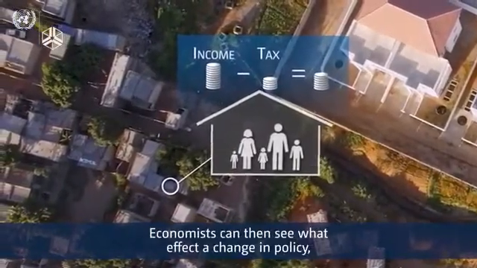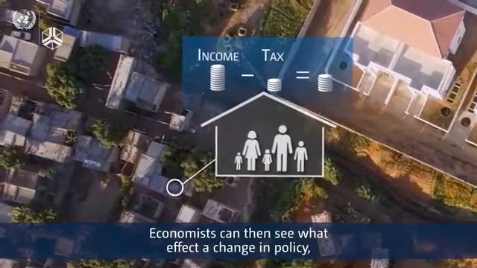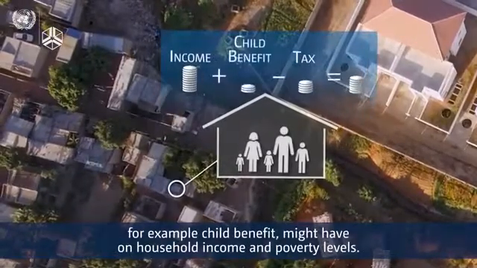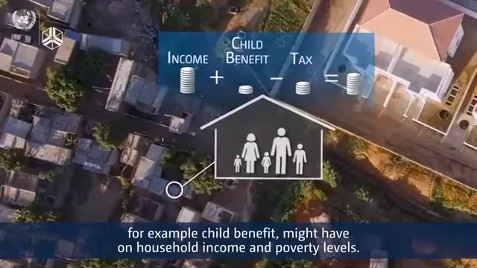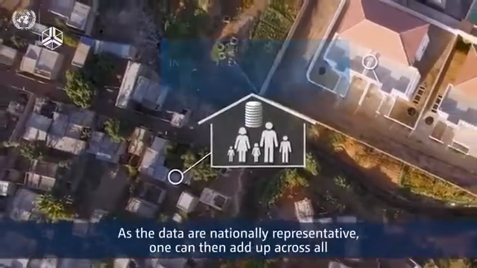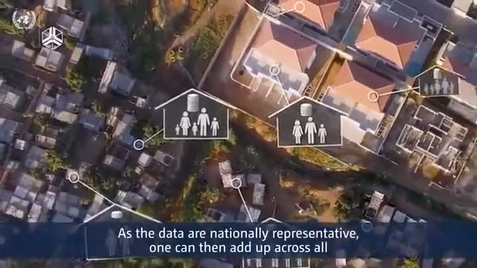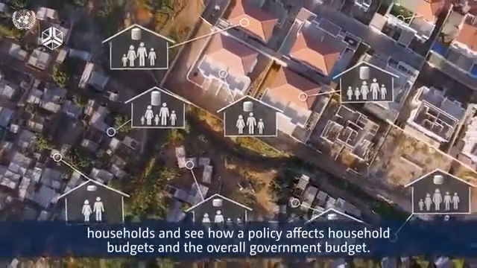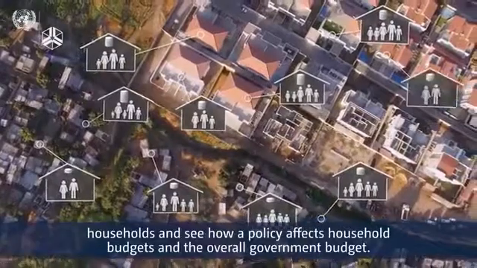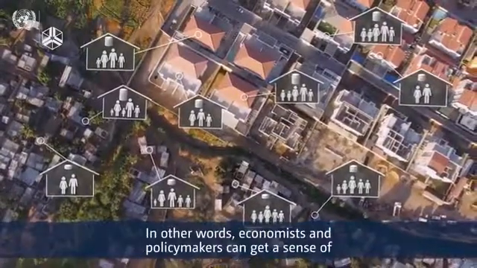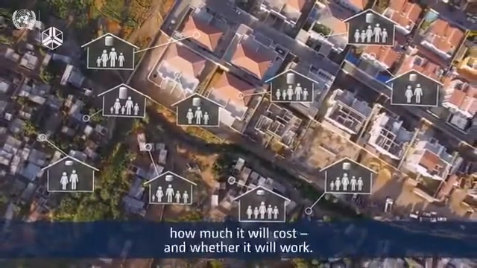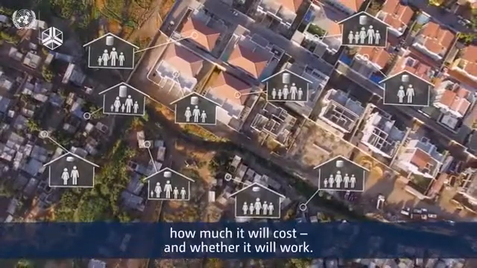Economists can then see what effect a change in policy, for example child benefits, might have on household income and poverty levels. As the data are nationally representative, one can then add up across all households and see how a policy affects household budgets and the overall government budget. In other words, economists can get a sense of how much it will cost and whether it will work.